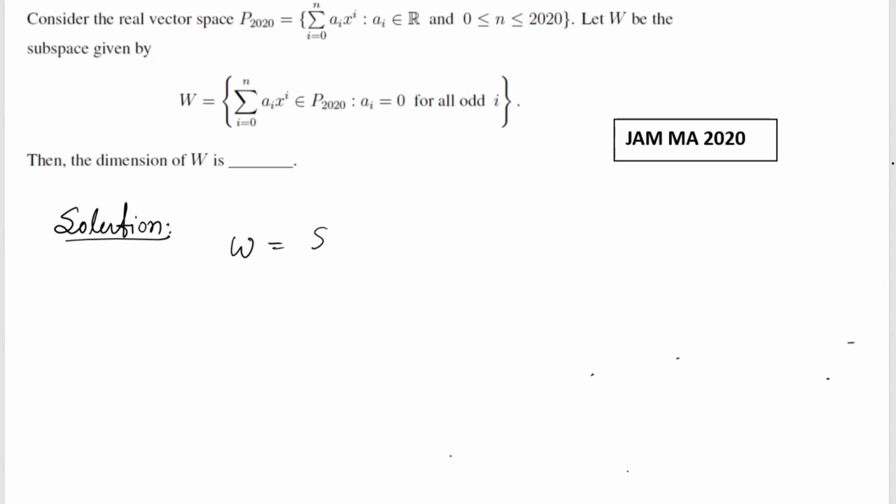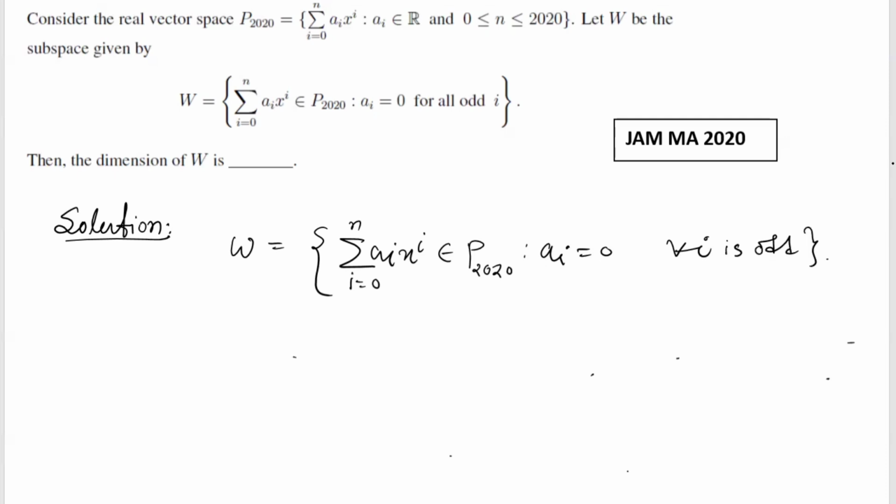W equals the set of summation i = 0 to n of a_i x^i such that this belongs to P_2020, and a_i equals 0 for all i odd. Now that is the set of all polynomials of the form a_0 plus a_2 x^2 plus a_4 x^4 plus ... plus a_2020 x^2020. The set of all such polynomials.